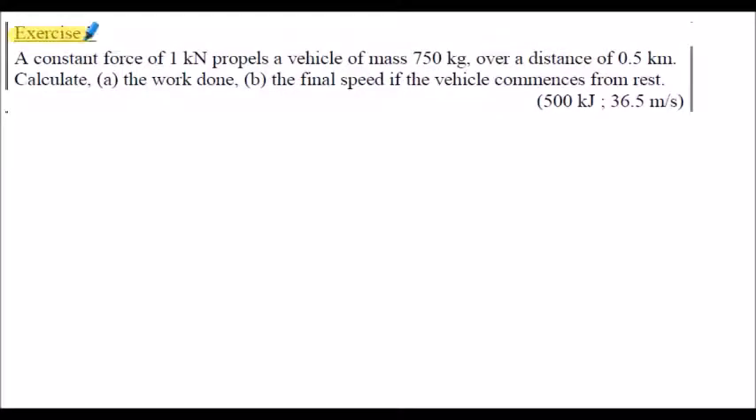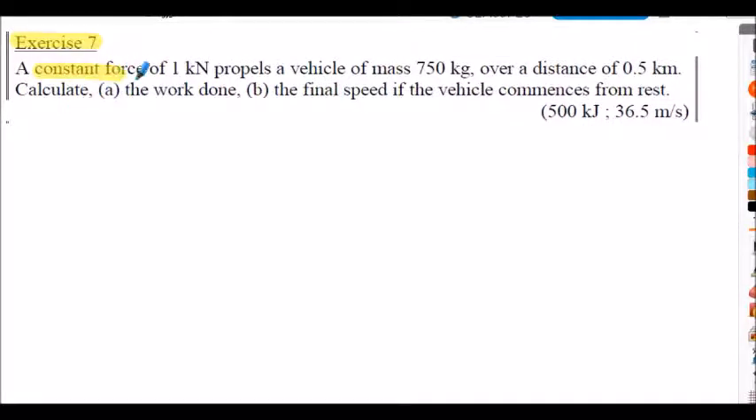Exercise 7. A constant force of 1 kilonewton propels a vehicle of mass 750 kilograms over a distance of 0.5 kilometers. We've got to calculate A, the work done, and B, the final speed if the vehicle commences from rest, in other words, is stationary. The answers to part A and B are shown in the brackets here. I would encourage you to start the presentation and attempt exercise 7, but the full solution is shown on the following slide.